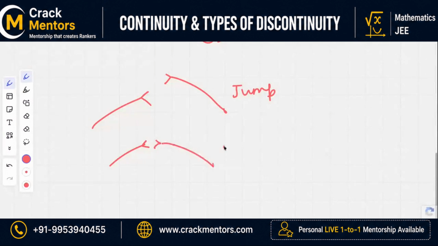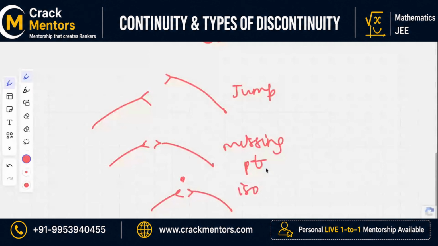Now, if I have to depict it in a better way, this is actually your jump discontinuity. This would be your missing point discontinuity, missing point. And finally, this would be your isolated point discontinuity, where some functional value is defined at that point, but that point is isolated.